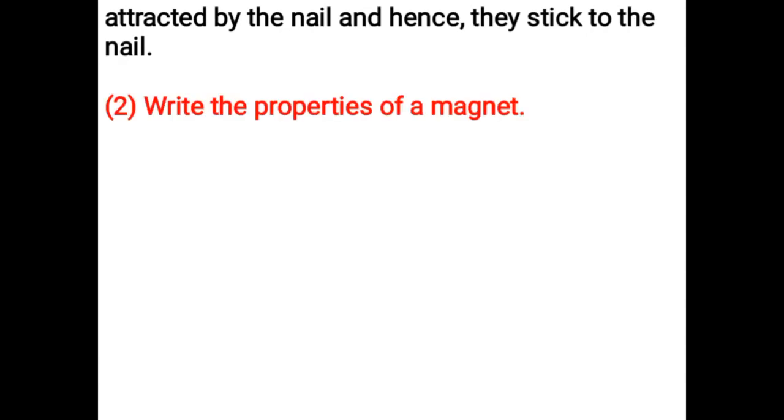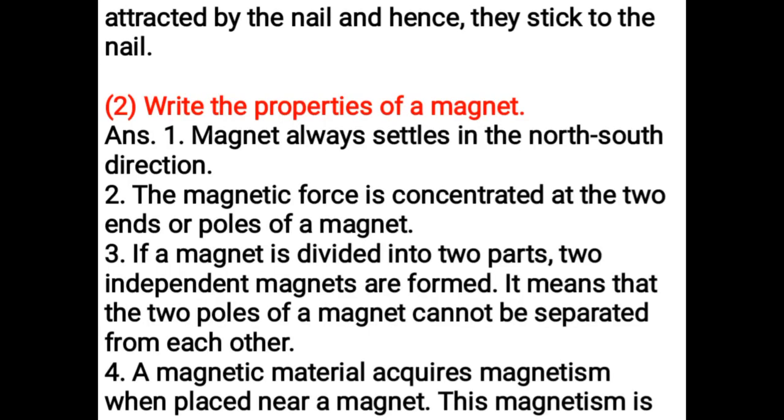Write the properties of a magnet. A magnet always settles in the north-south direction. The magnetic force is concentrated at the two ends or poles of a magnet. If a magnet is divided into two parts, two independent magnets are formed. It means that the two poles of a magnet cannot be separated from each other.